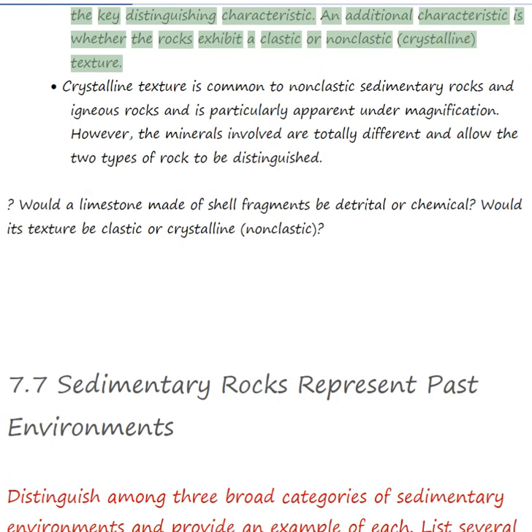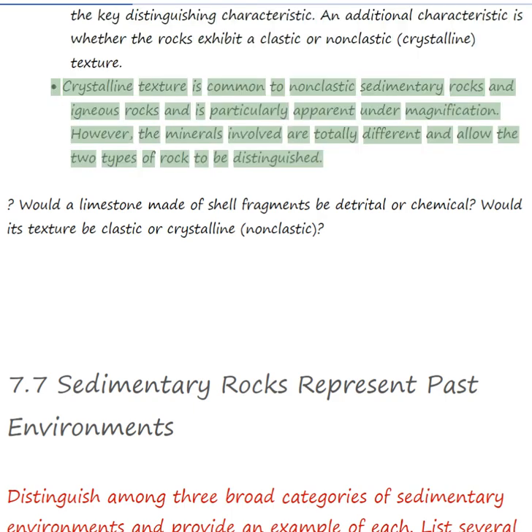Sedimentary rocks are classified primarily based on whether they are detrital, chemical, or organic. Detrital rocks are subdivided by grain size, while among the chemical rocks, mineral composition is the key distinguishing characteristic. An additional characteristic is whether the rocks exhibit a clastic or non-clastic texture.